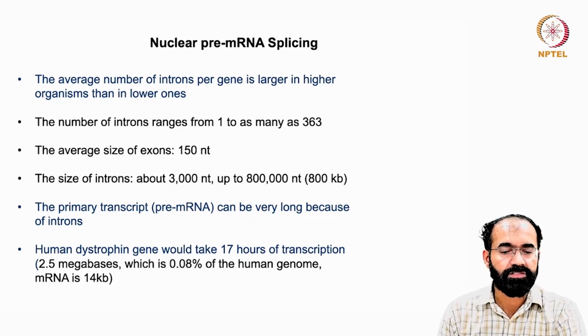The number of introns ranges from 1 to as many as 363 in a given gene. The average size of exons remains more or less the same, around 150 nucleotides. It doesn't change much. The average size of introns is around 3000 up to 800,000 nucleotides. 800,000 is a huge figure, 800 kb in a single intron.